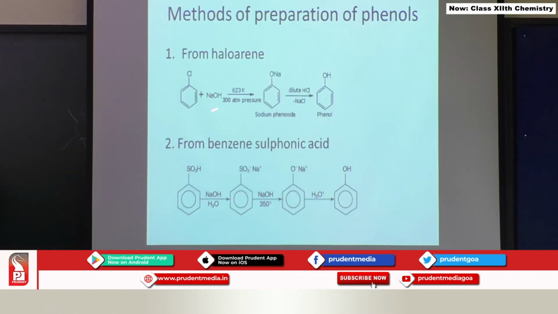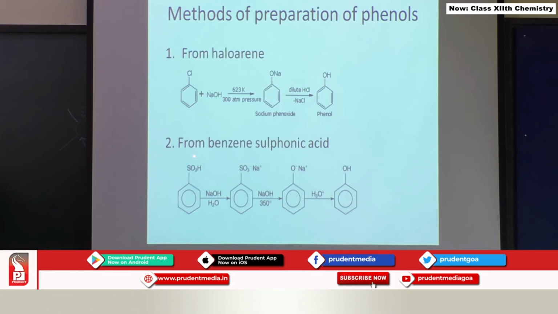Phenols have generally 4 different methods of preparation. Let us quickly go through it. From haloarenes by nucleophilic substitution reaction, this chlorine is getting replaced by OH group. See what are the reaction conditions, they are very critical. So, halobenzene or chlorobenzene is treated with nucleophilic reagent sodium hydroxide at 623 Kelvin and you are going to get a phenol over here.